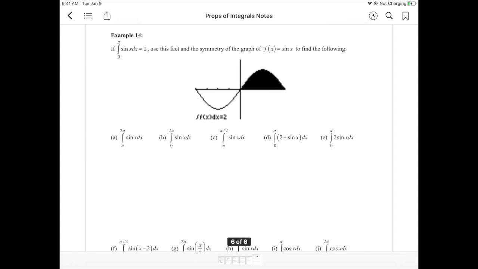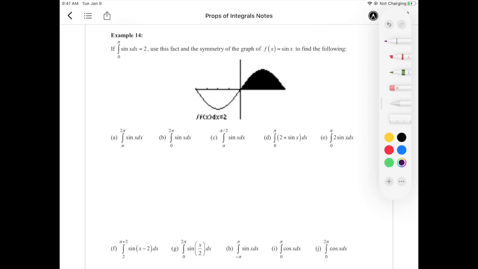Example. Here we just have a basic sine graph and we have some definite integrals that we need to solve for. Okay, so we are given this piece of information right here. The integral from 0 to pi of sine of x dx is 2. So that's this shaded area right here. Okay, and I know that equals 2.